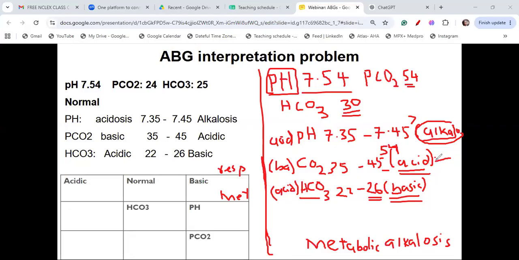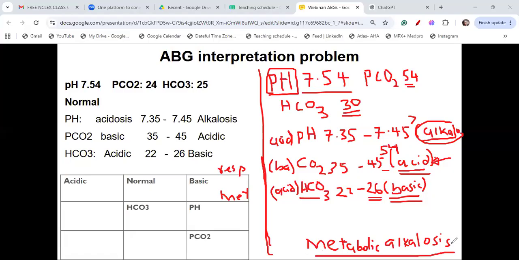The CO2 is coming in to compensate. Okay? It's coming in to compensate. And that's what you want to go and discuss next. But without writing the bit of compensation, this is metabolic alkalosis.